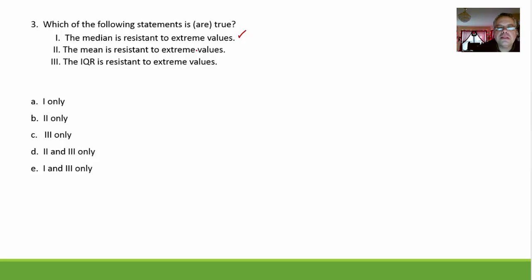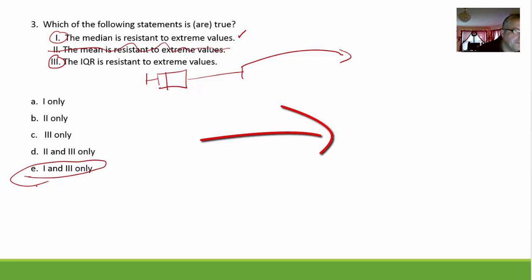The mean is resistant to extreme values. That's false. The mean is influenced by outliers. The IQR is resistant to extreme values. That's true also. Remember, the IQR is the width of the box in a box plot. We can make the max as big as we want, but that's not going to affect the width of the box, Q1 and Q3. So 1 and 3 are true. That's why we use median and IQR when the data is skewed or there are outliers. They're not really affected by it. They're resistant to extreme values. So the answer is E.